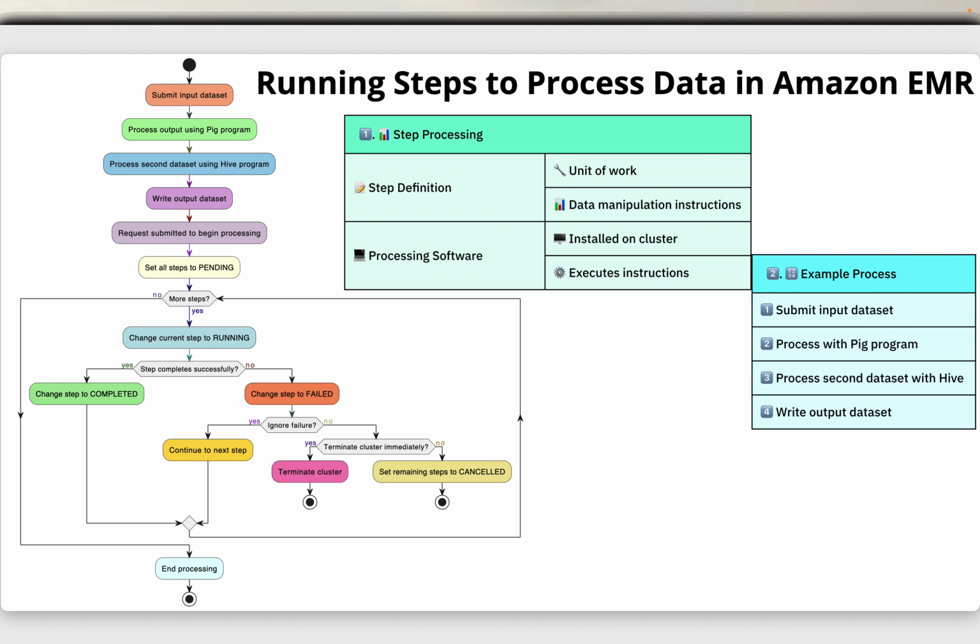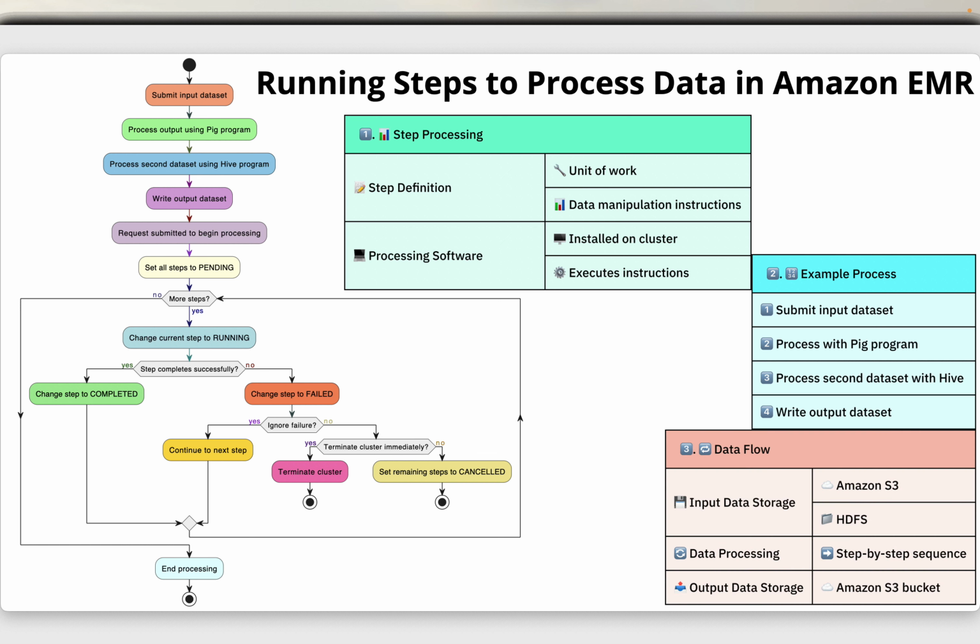So an example process may look like this. For example, a 4-step data processing typical workflow. First, you submit an input data set for processing. Second, you process the output of the first step using, let's say, a Pig program. Thirdly, you process a second input data set using a Hive program. So you will build a chain. You first start with a data set, you have the first step, which is a Pig program, then a Hive program, and lastly step 4, you write an output data set.